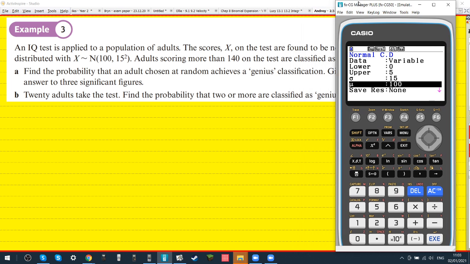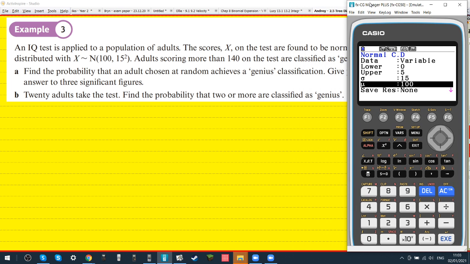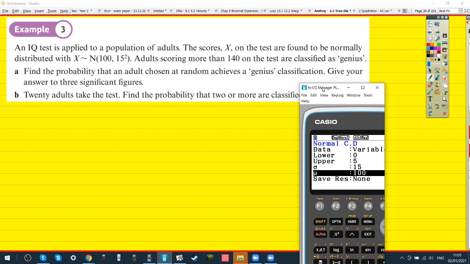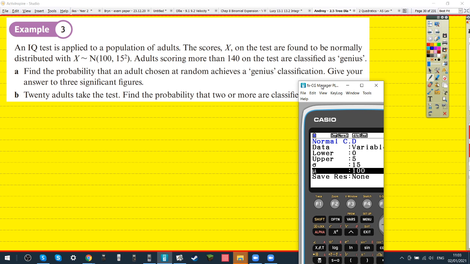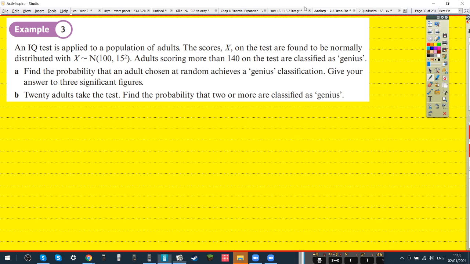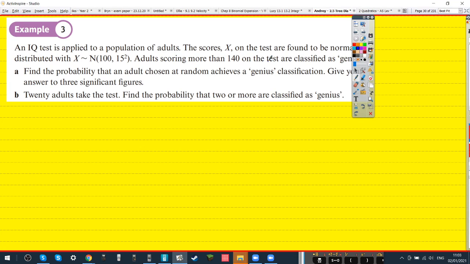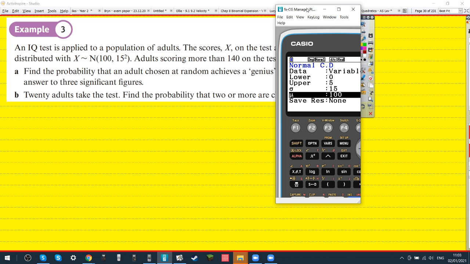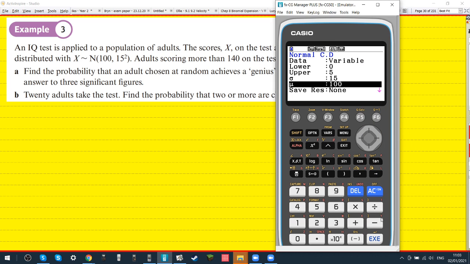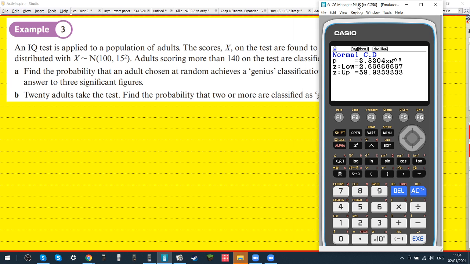And now I need to put in numbers for lower and upper, don't I? Do I need to put lower 0, upper 140 or something? I think, so they said the probability that they're a genius, that would be 140 or more. So would lower be 140? Yeah. And so upper, like 999? That's what I do. Okay, and so we get our probability.